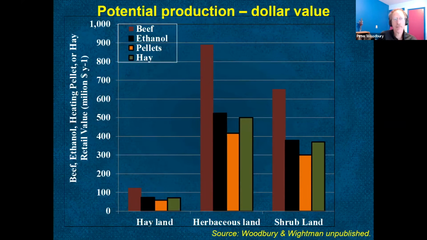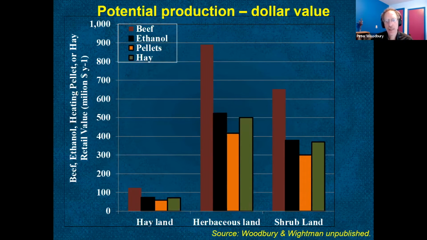So this is showing multiple different products we could produce on some portions of this land. So a little bit of hay land, land that's in herbaceous cover, so grasses and other small plants, and then land that's in shrubs. The red bars are beef, the black is ethanol, if we use the bioenergy feedstock to produce a liquid fuel, using it for pellets, or the green is for hay.